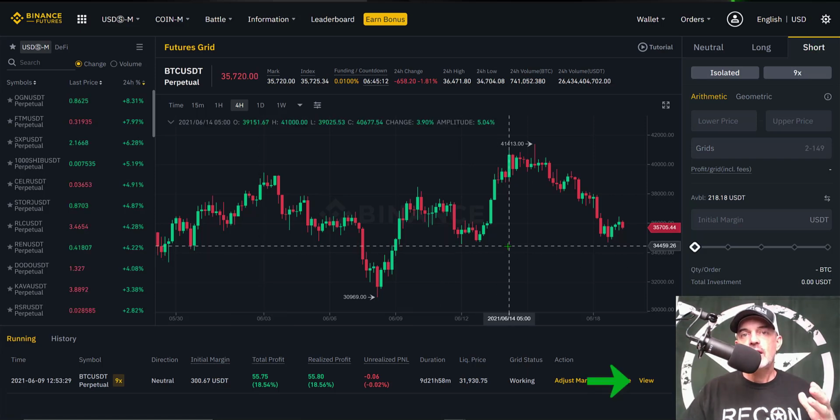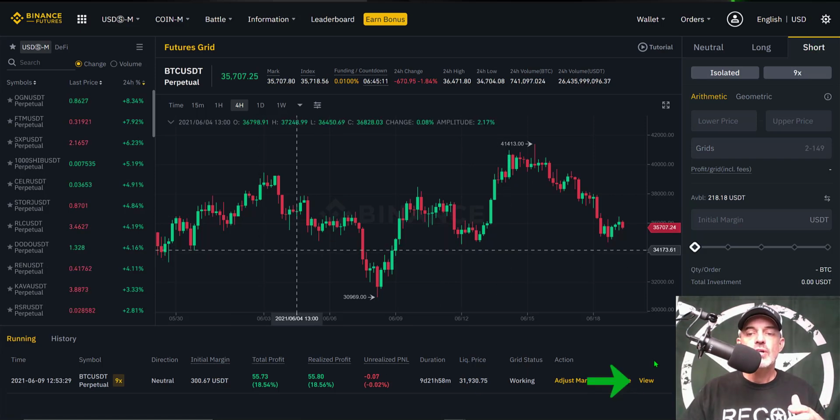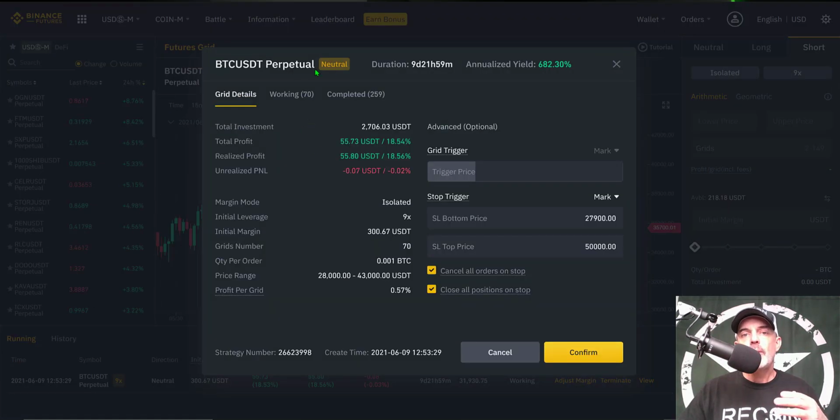Now in order to view the details of this particular Grid Bot, you just come down to the bottom of the screen and click on View. And that will pull up all the details for this particular bot. And as you can see, I deployed the bot on BTC USDT perpetual contracts. The mode was neutral, and I deployed the bot almost 10 days ago.